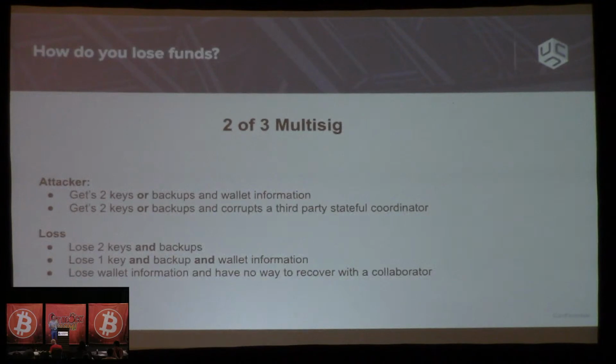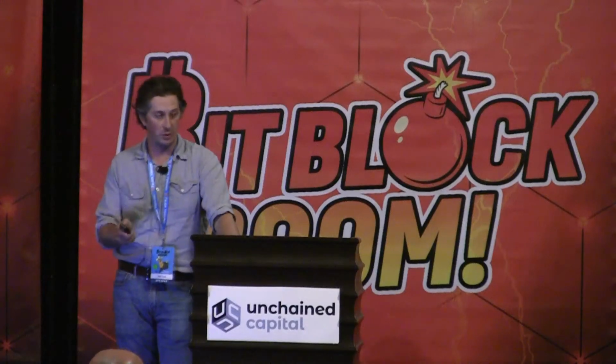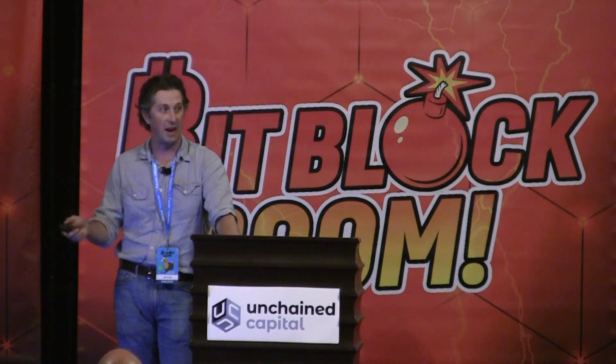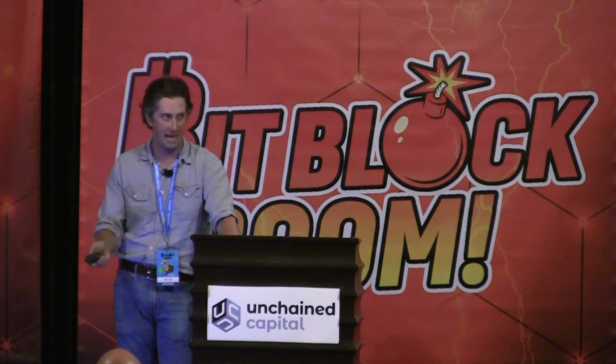So how do you actually lose funds in a 2 of 3 multisig scenario? First way would be for an attacker to get 2 keys or 2 of your backups and also the wallet information. So that's a hell of a lot of information to lose, at least 3 pieces of information that should be geographically separated. If they got 2 of your private keys or their backups and the wallet information, they could find the addresses, they could find the Bitcoin, and they could sign for it. That's loss.